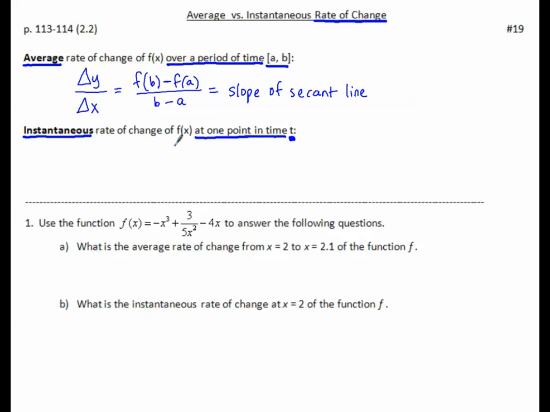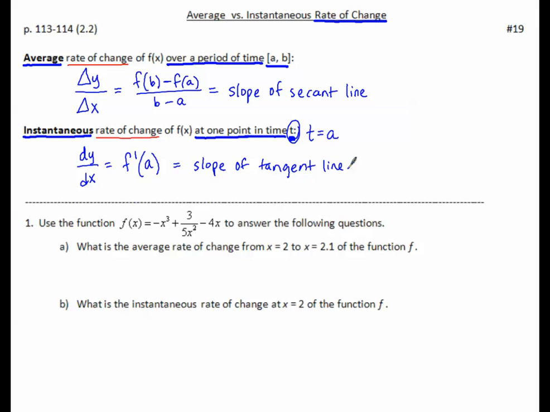Instantaneous rate of change, on the other hand, is still a rate of change, but now this is specifically at one point in time. So how do we describe the slope at one point in time? The derivative, dy dx, or f prime of a, if that one point in time is a. Graphically, we're thinking of this as the slope of the tangent line.